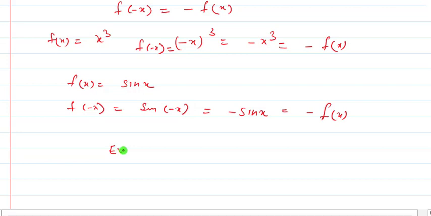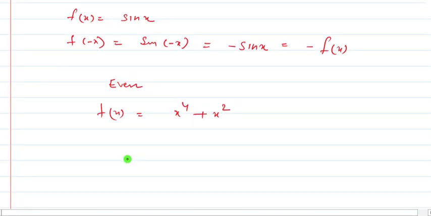Let me explain the even function. For example, let me have f(x) equal to x power 4 plus x square. So in this case, if I find f of minus x, it is minus x power 4 plus minus x square.